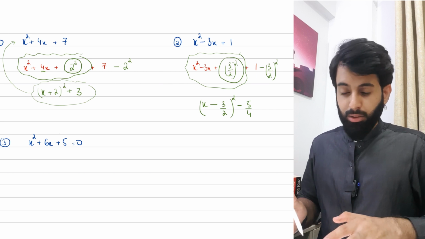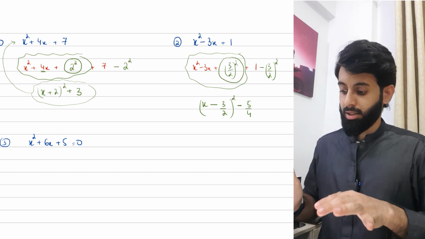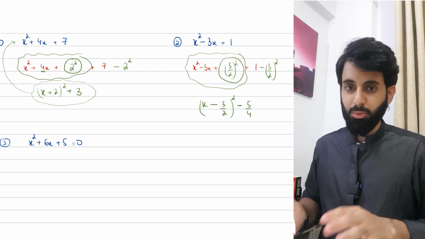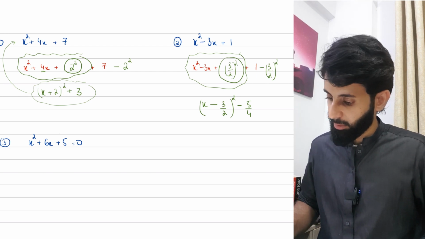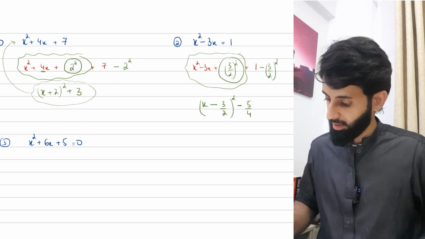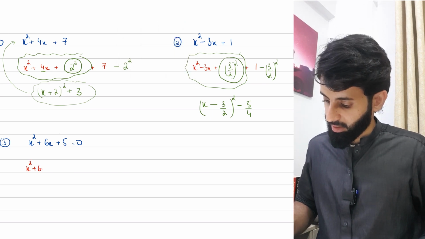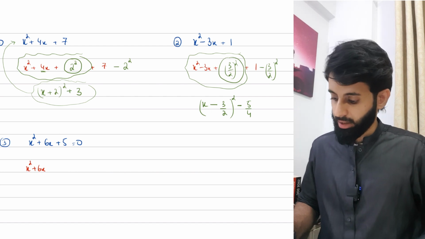However, what I would like you to do in this is learn how to solve this equation with the help of completed square form. So here's how this works. Now in equations, things are slightly different. So what I'm going to do is x squared plus 6x. Now take 5 on the opposite side of the equals to sign.